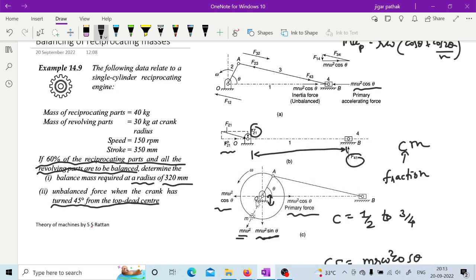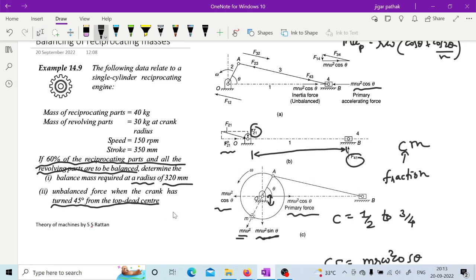I guess that is what we do in wheel balancing, sir. In short, if you provide this m r omega square sine theta hypothetically in the opposite direction, then you can balance, right? As you are telling hypothetically. Yes sir. In wheel balancing also we do the same as you are saying.